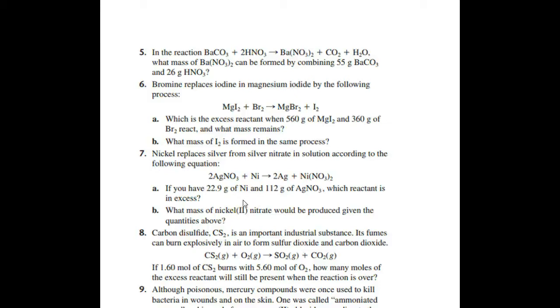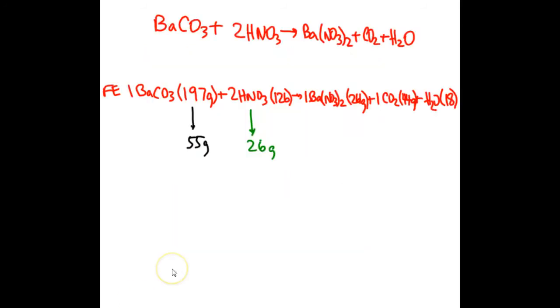This is the homework for tonight, number 5. In the reaction as follows, what mass of the product can be formed by combining 55 grams of BaCO3 and 26 grams of HNO3? So we have the same reaction written out there and a "for every" statement.